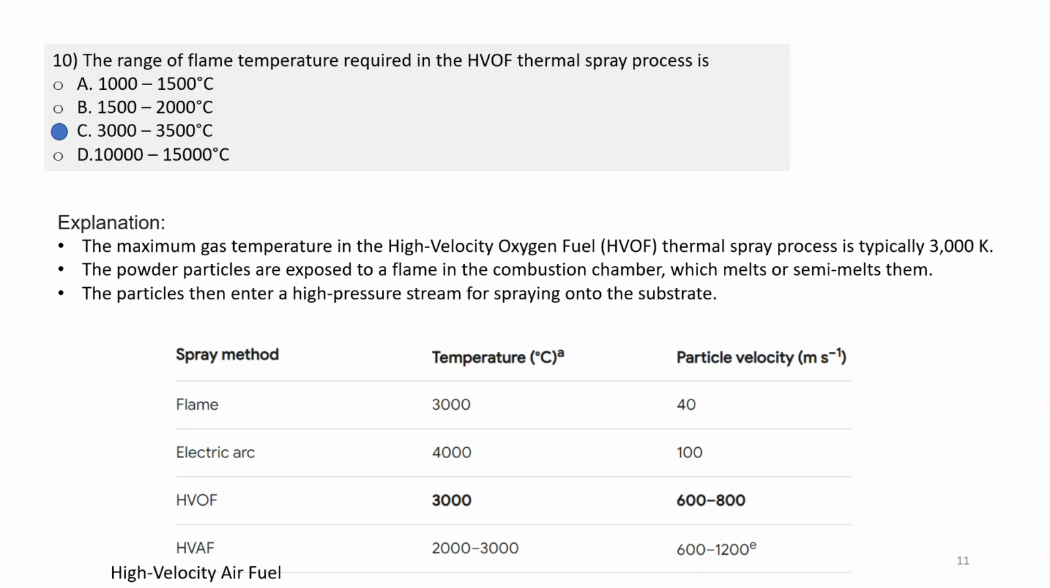The spray methods are flame, electric arc, HVOF, HVAF. HVAF is high velocity air fuel and HVOF is high velocity oxygen fuel. The temperatures for these processes are 3000, 4000, 3000 and 2000 to 3000, and particle velocities keep on increasing in this order. It is 40 in case of flame, 100 for electric arc, 600 to 800 for HVOF and 600 to 1200 for HVAF.